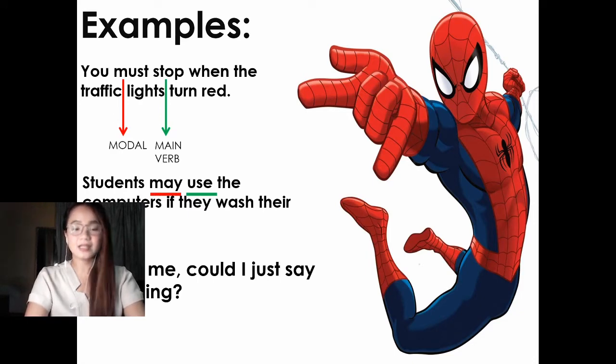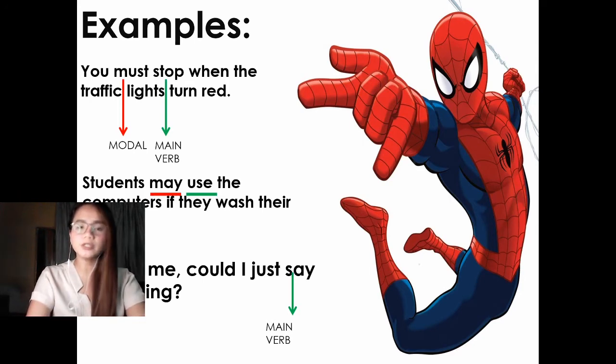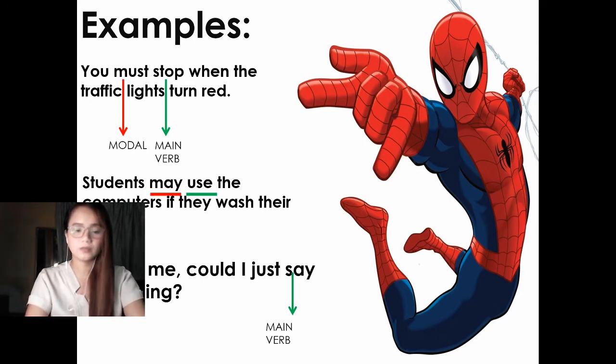Let's have the last example. "Excuse me, could I just say something?" In this example, be careful in choosing your main verb. Where is your main verb? Very good. Say is the main verb in the sentence. Now, where is your modal? A word that expresses permission, prohibition, and obligation. Good job, I heard it right. The word could is your modal.